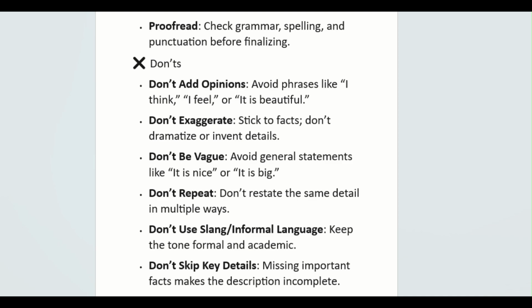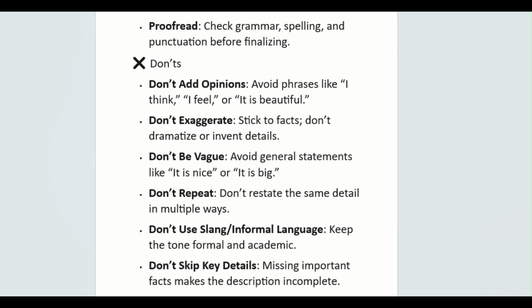Don't over exaggerate. Here it is written exaggerate, but I would say that what you think is exaggeration is actually over exaggeration. So stick to the facts. Don't dramatize, don't try to invent details, like writing anything that you think is better from the perspective of description. Don't be vague, which means avoid general statements like it is nice, it is big. These words don't make your factual description as good as you think.